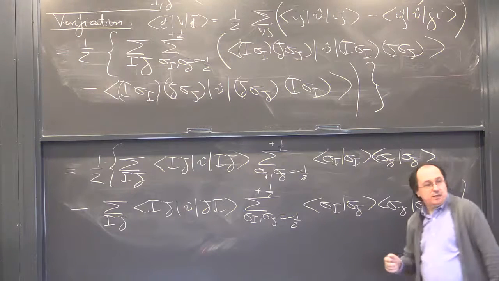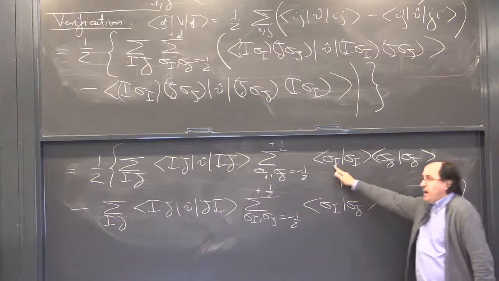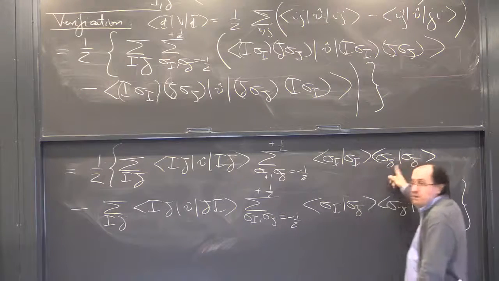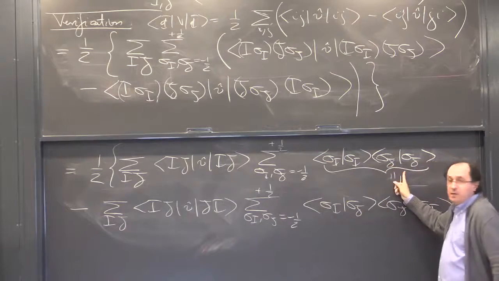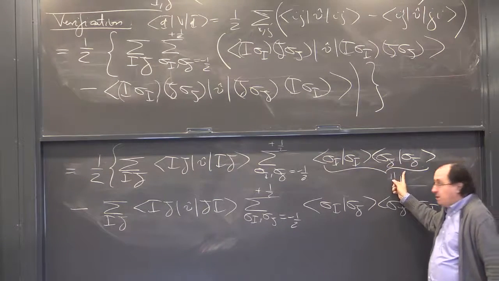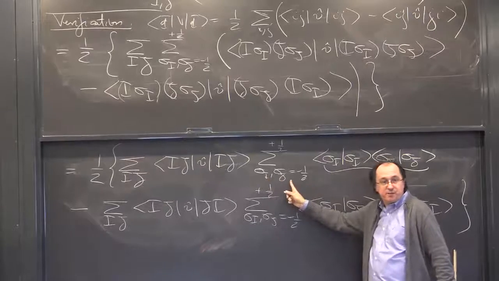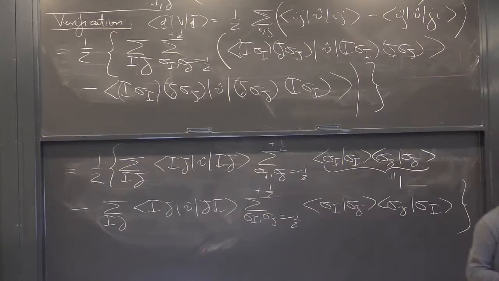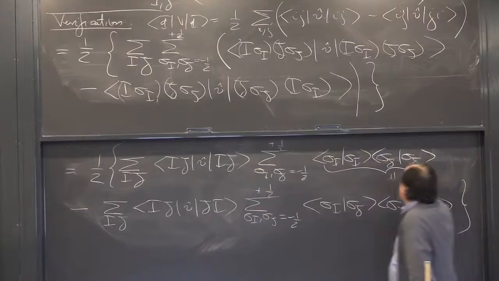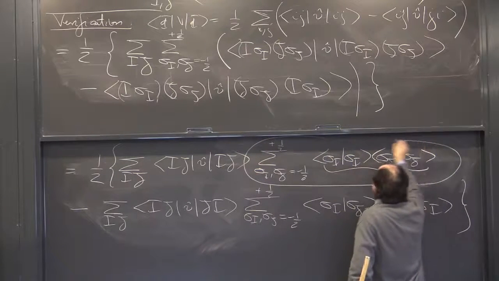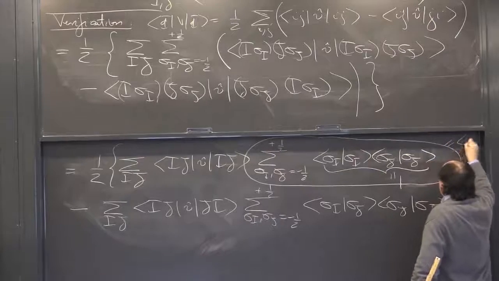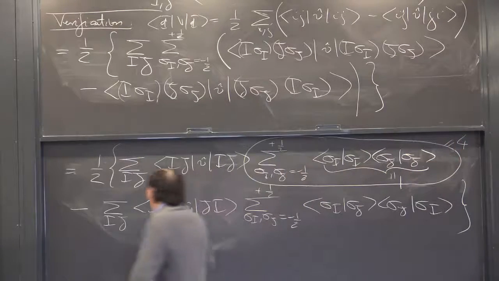Now let's look at these individual terms. The inner product of σ_I with σ_I is 1. This is also 1. So altogether this is 1. We're summing 1 four times, because we have a double summation over the sigmas, and there are 4 elements in it. So altogether the first part will give me a factor of 4.